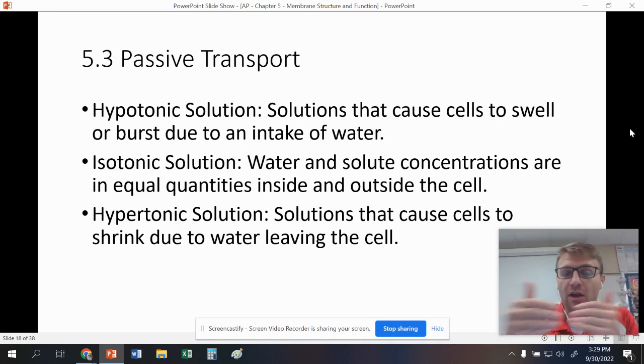Isotonic, there's an even amount of water and solute concentrations on the inside compared with the outside. So there will be an exchange of water, but it will be an even exchange. And then hypertonic, I think of like hyper as in like if you have a little brother or sister that's really hyperactive, I think small.